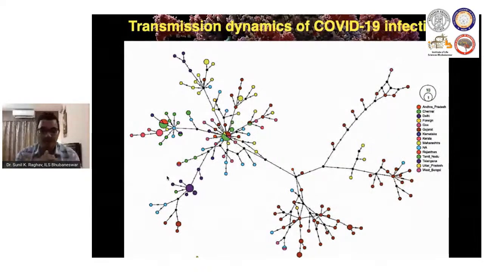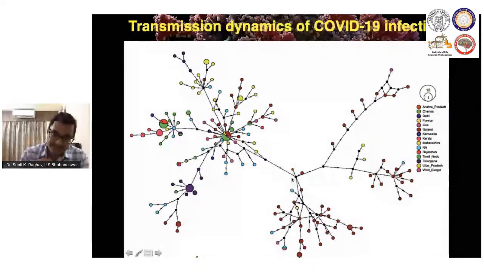Basically, don't go into the details. This shows the transmission dynamics of infection. There are two branches overall, and this shows how the migration of the virus happened within India. If you look at the lower branch, you see mostly the brown color, and this brown color goes to Gujarat. So it shows that there is one strain that mostly originated from Gujarat, and the transmission happened from Gujarat.